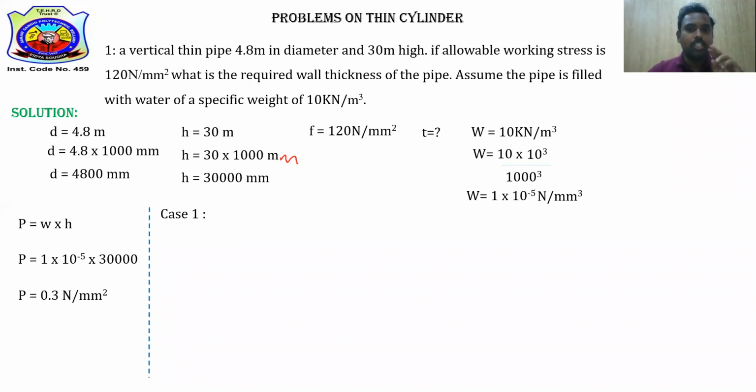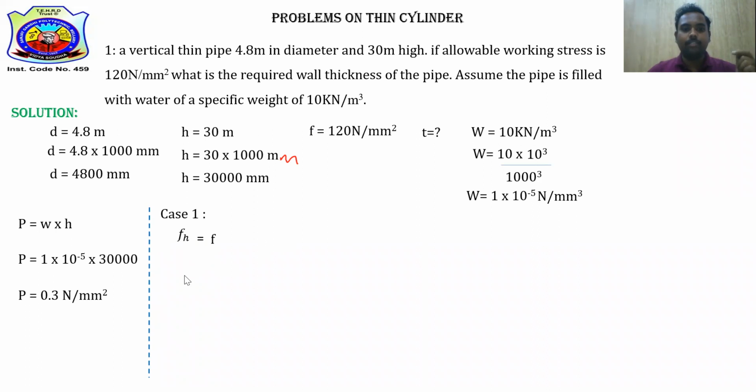So what I should do is I should take it as both. I should assume it as both. So that is why I'll do case 1 and case 2. In case 1, I will consider this stress as a hoop stress. This is the case 1. So I will consider this stress as hoop stress.